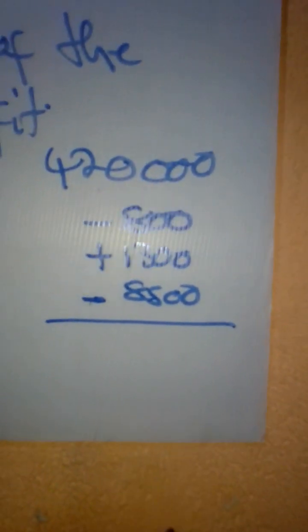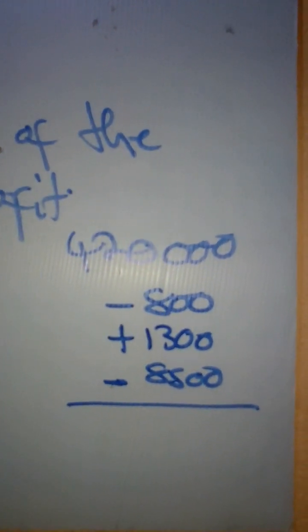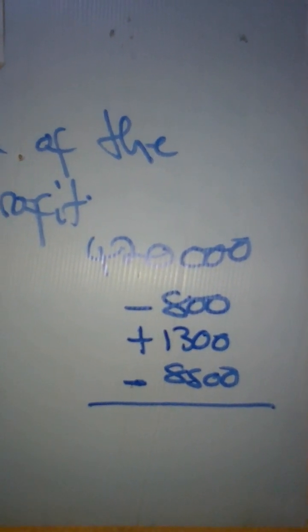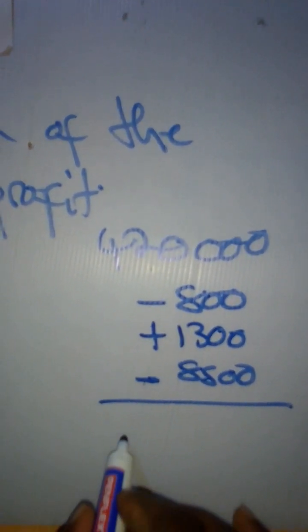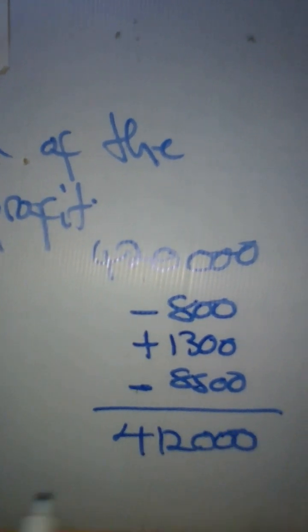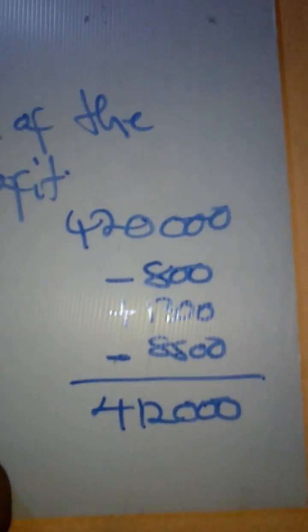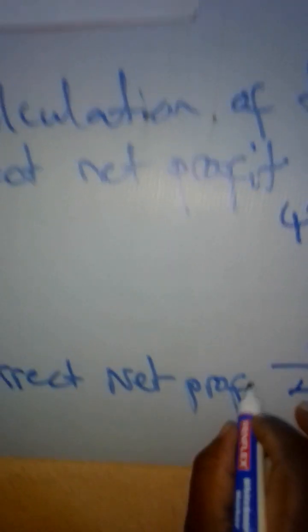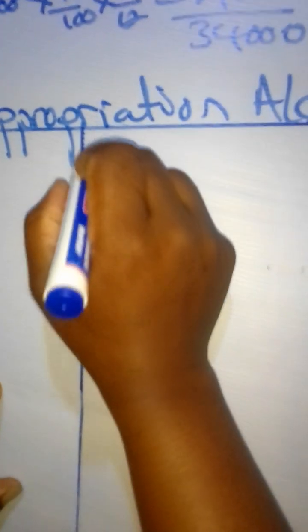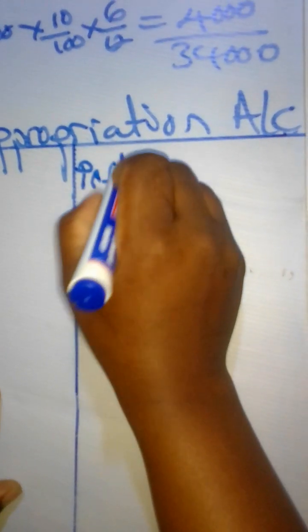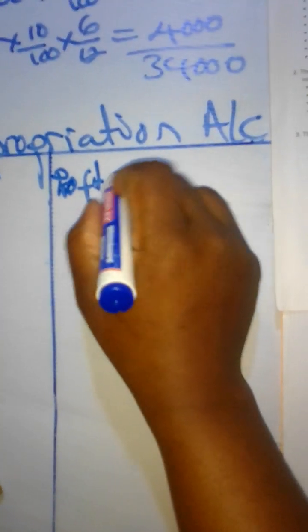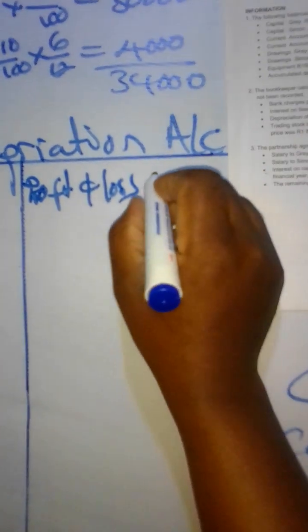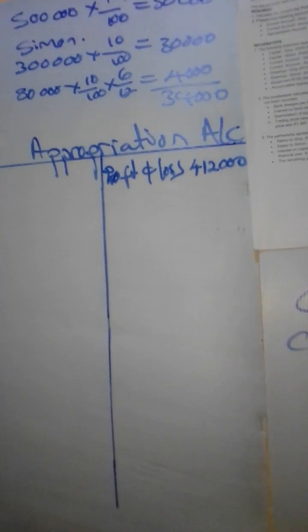Now when we solve everything, let me calculate and find out exactly how much we remain with. We are going to remain with 412,000 as the correct net profit, which we are now going to use in the appropriation account. So in the appropriation account on the credit side, we indicate profit and loss, and then the amount is 412,000. This is the profit that we are supposed to appropriate.